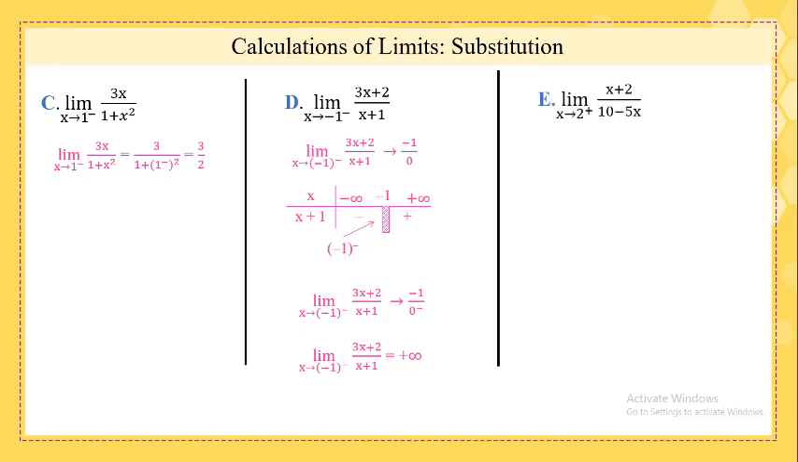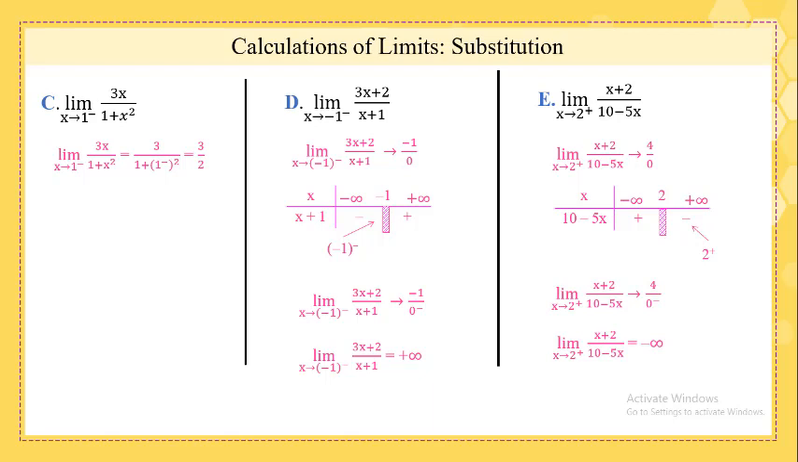Now, let's find the right limit at 2 plus of this function. We also use the table of sign to find the sign of 10 minus 5x. To see that using the table, as x tends to 2 plus, we have a negative sign, so our limit is minus infinity. Now, the limit as x tends to 0 minus will be plus infinity.